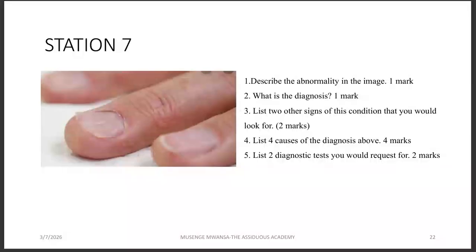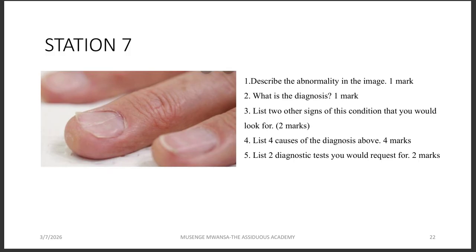The next question here: describe the abnormality in the image. What is the abnormality you can see here? Okay, spoon-shaped nail. What is that called? Koilonychia. So what is your diagnosis? Iron deficiency. Good. Okay, iron deficiency.